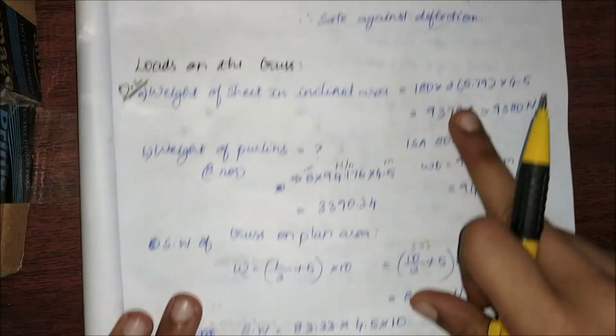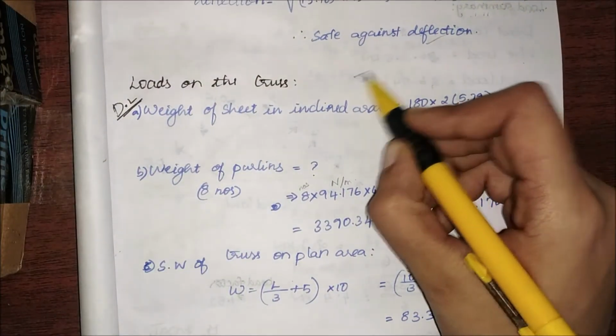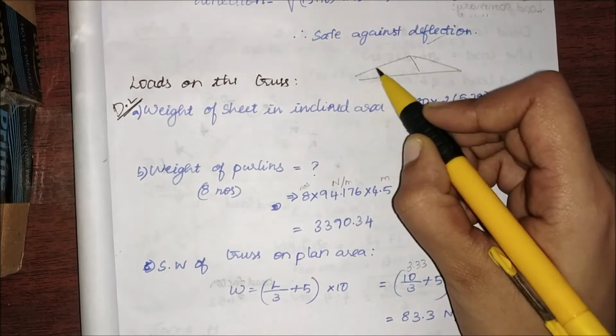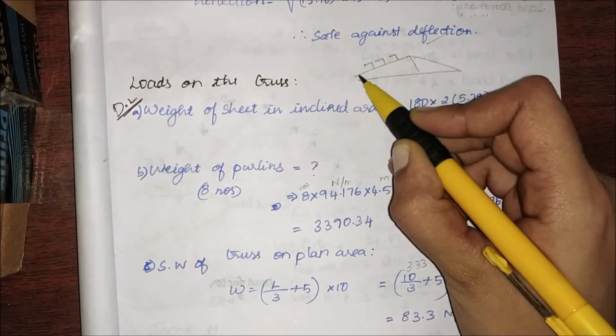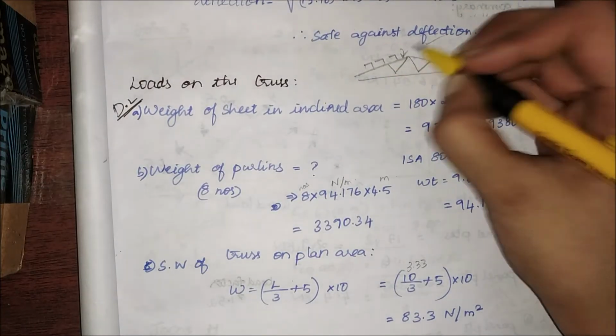Now that we have finished the design of purlins, let's come to the load on the truss. That is, now we are going to design the truss itself. Till now we designed all these purlin members. Now we are going to design the truss. So for that we have to find what is the load acting on the truss.